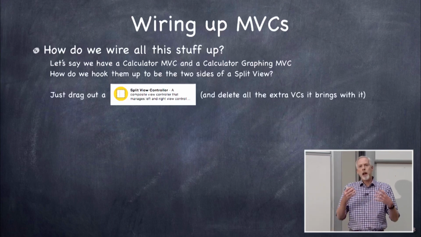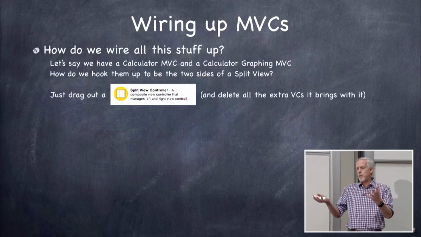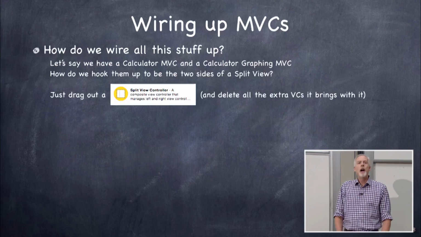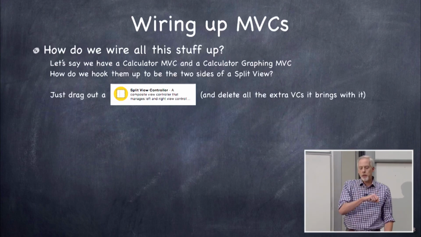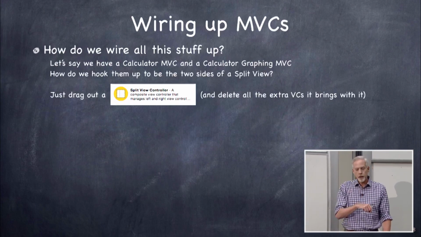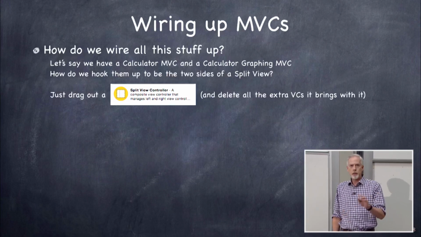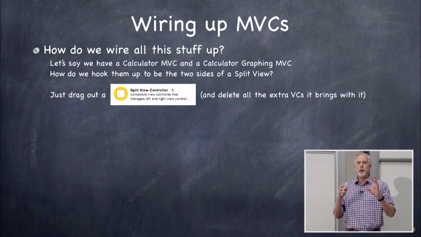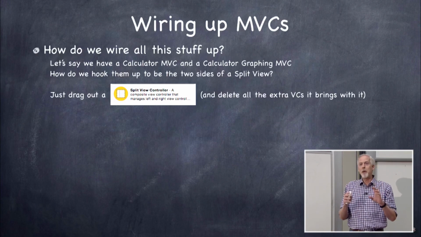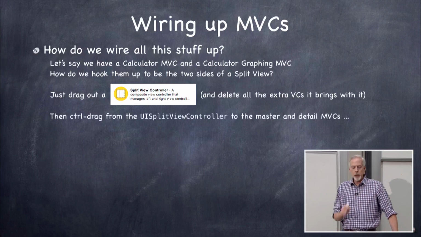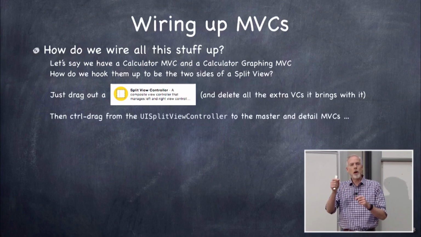If I wanted to have a couple of MVCs and set them as the master and the detail in a split view controller, I would just drag out a split view controller from the same place I get a button or something. It'll come with a bunch of extra VCs, by the way, view controllers that it comes with for fun or for free. I'm not sure why it does it. We almost always just delete them. And then we control drag from the split view controller to our master, and we control drag to our detail.